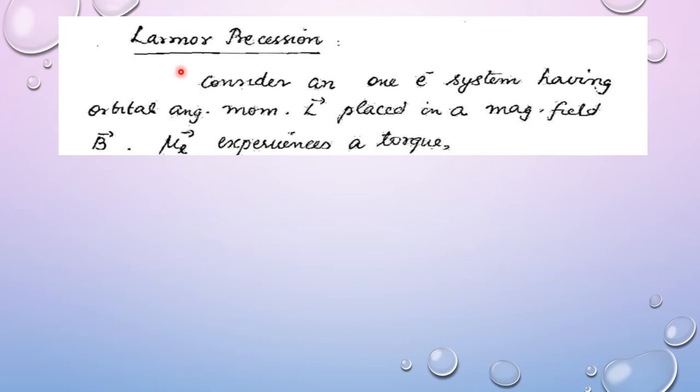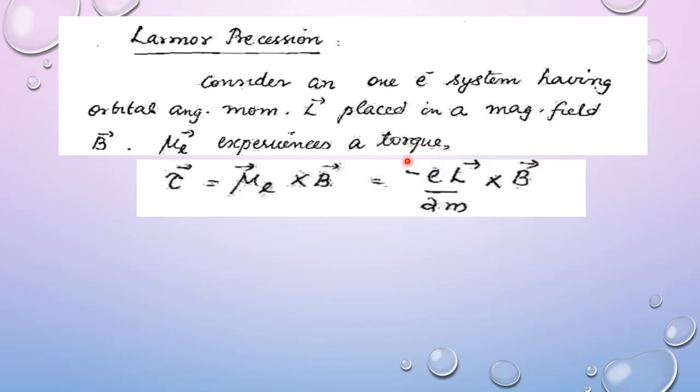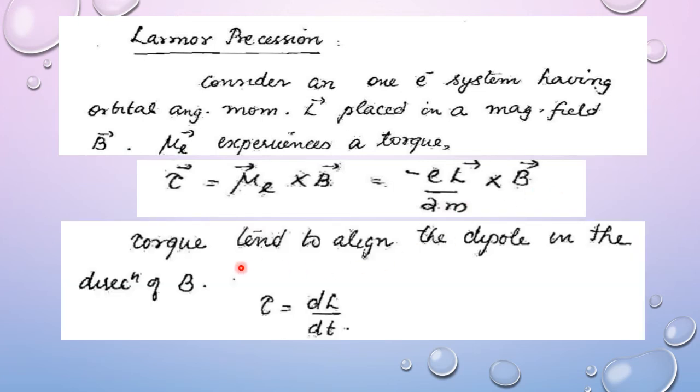So next is Larmor precession. Now consider a one electron system having orbital angular momentum L placed in a magnetic field B. So μ_L experiences a torque, right? So torque is equal to μ_L cross B, which we know from earlier. Substituting μ_L as minus eL by 2m, cross B. So the torque tends to align the dipole in the direction of B.